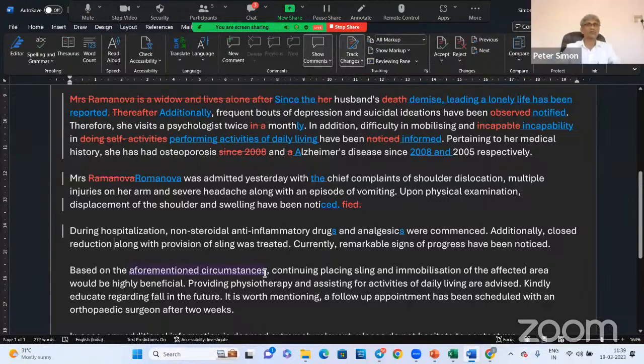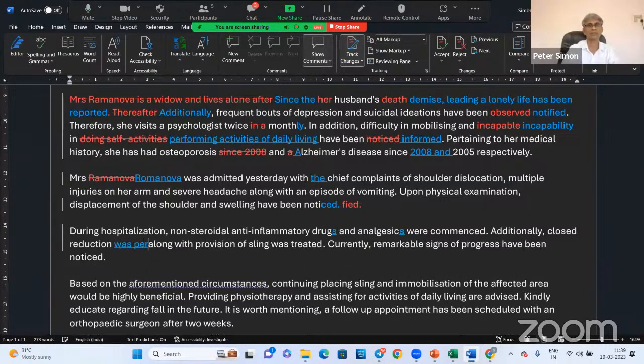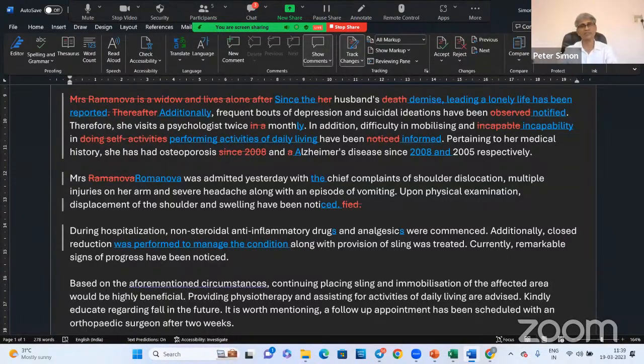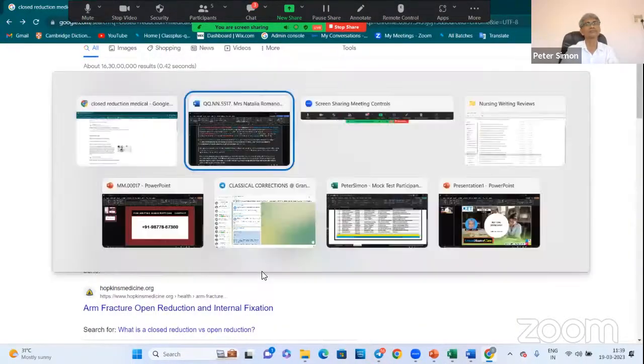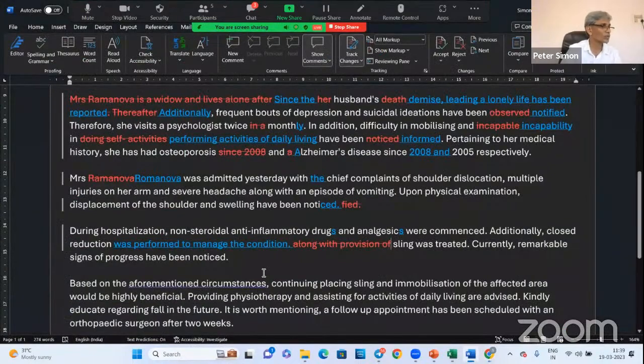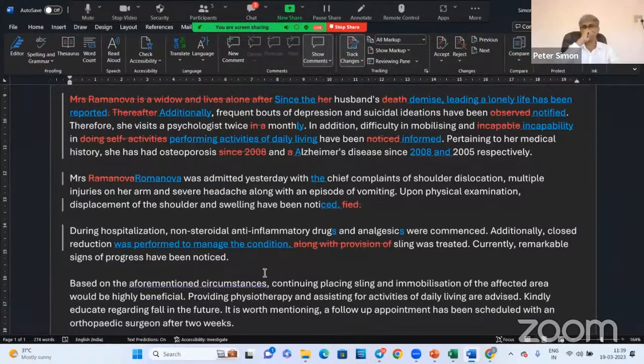was performed to manage the condition. Along with, that is a different thing. So separated, there is no relation between that and this. Reduction, application of a sling.